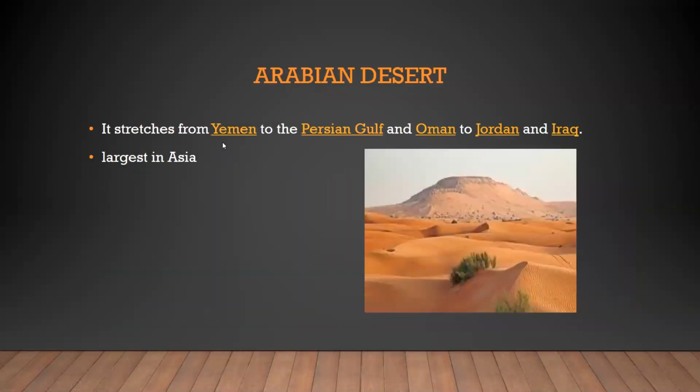Now we will see the Arabian Desert. What is the area of the Arabian Desert? It stretches from Yemen to the Persian Gulf and Oman. Oman also comes in the Arabian Desert area, to Jordan and Iraq. And you know that Sahara is the largest in the world and the Arabian Desert is the largest in the continent of Asia. Right, students?